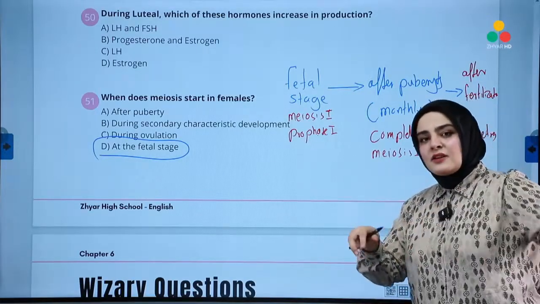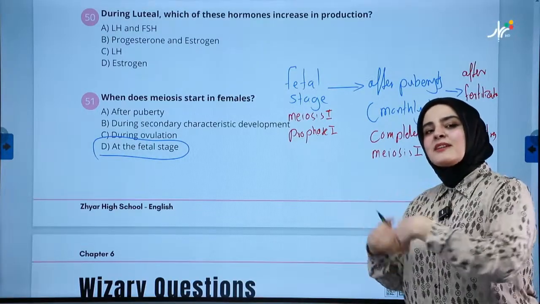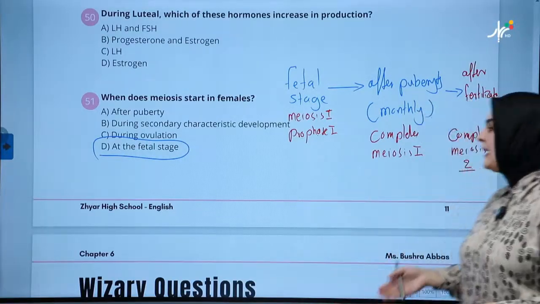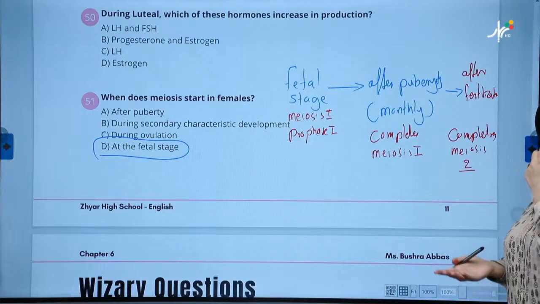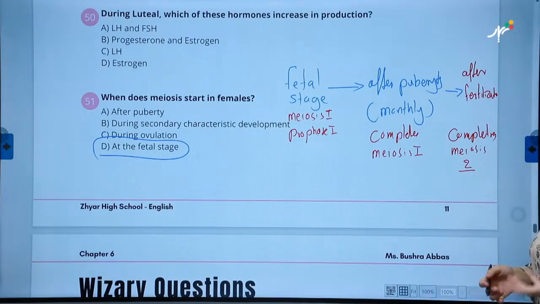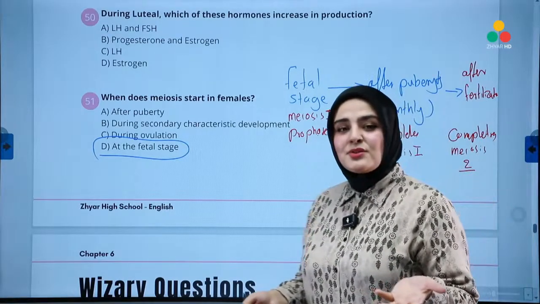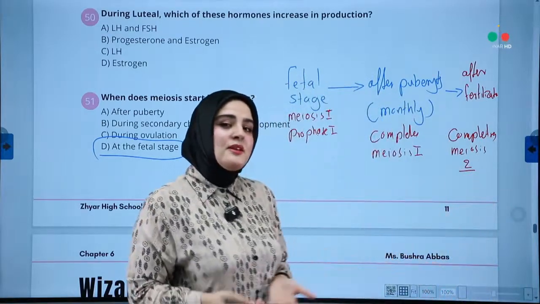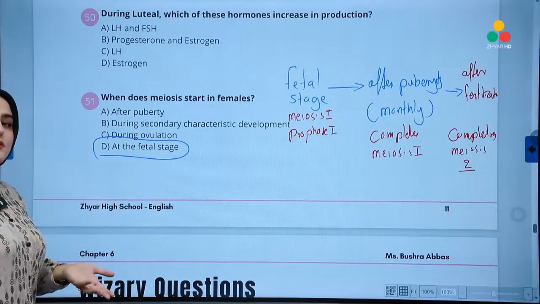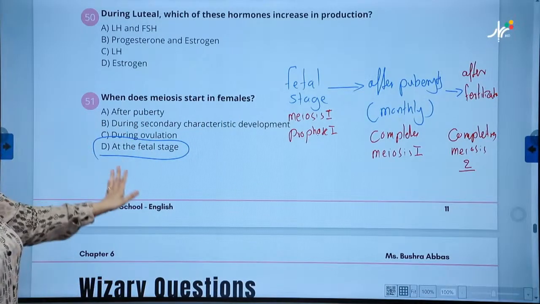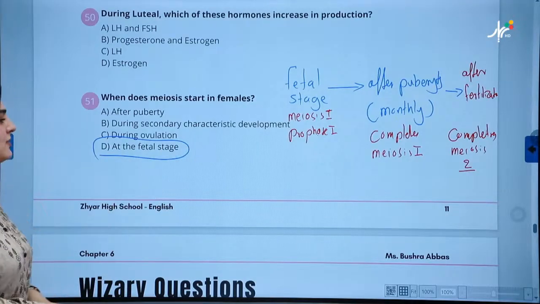So not all the eggs are going to complete meiosis 1 after puberty, but only the one that is ready to ovulate. Got it? And for completing meiosis 2, this egg needs to be fertilized. That means that most of our eggs don't complete meiosis 2 at all. Okay, only the one that becomes a baby. That was probably new information, but it's an easy one. Please don't make mistakes here and write these notes for yourself.